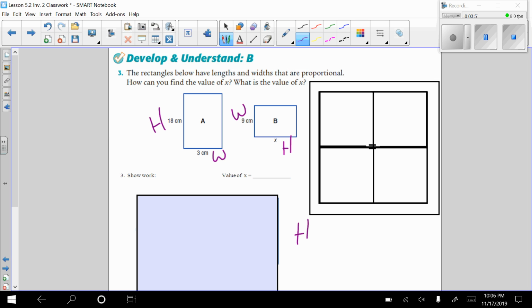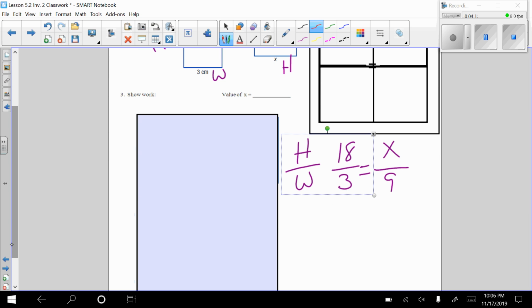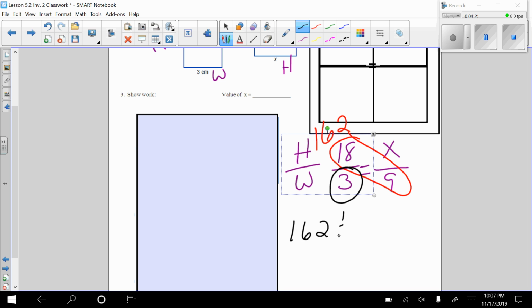Now, I want to compare height to width. So 18 centimeters to 3 centimeters equals X, because I don't know what the height of the second one is, to 9. Again, you're going to cross multiply 18 times 9. And when I cross multiply 18 times 9, I get 162. And then divide by the lonely guy of 3. And 162 divided by 3 equals 54.